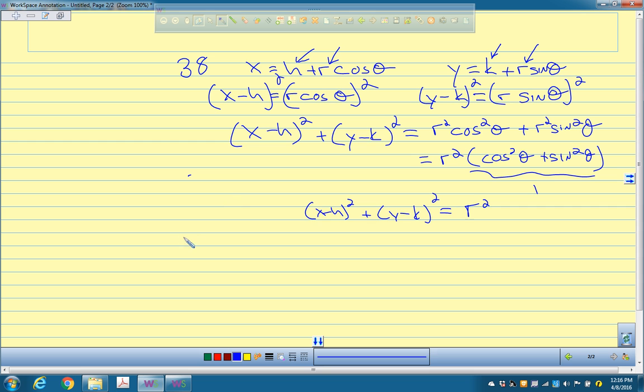So if I want to graph a circle with the center at, say, (2, 5) and a radius of 6, I could go x equals 2 plus 6 cosine theta, and y equals 5 plus 6 sine theta, good? Then that gives me the equation of a circle with the center at (2, 5) and a radius of 6. Good? That's all that is.